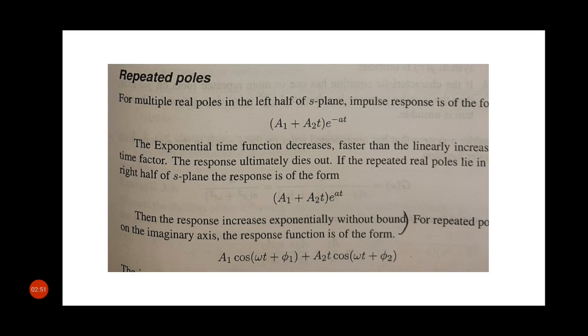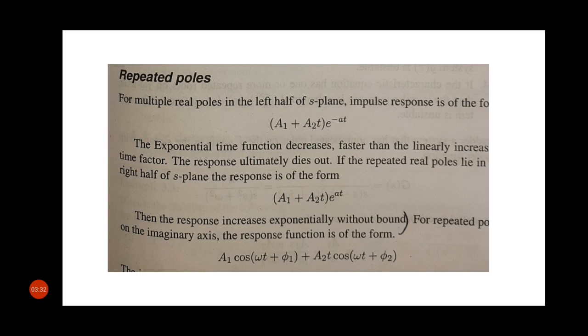So, from the above discussion, we can say: if all the roots of the characteristic equation lie in the left half of S-plane, that means they have negative real parts, then the impulse response is bounded. Bounded means the system is stable. And otherwise, if the roots have positive real parts, then the impulse response is unbounded. Therefore, in that case, our system is unstable.